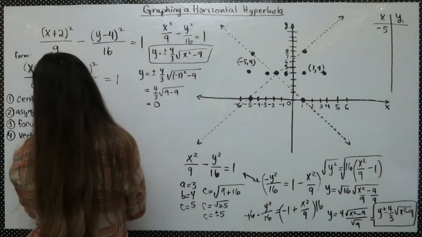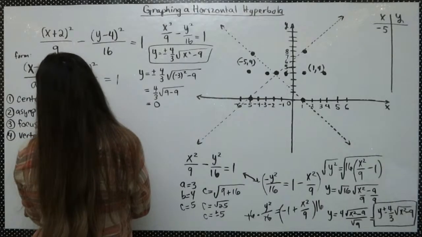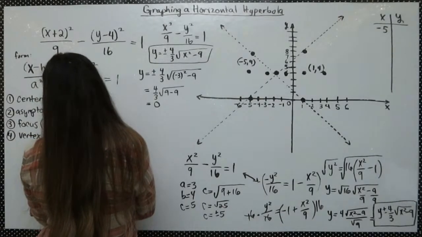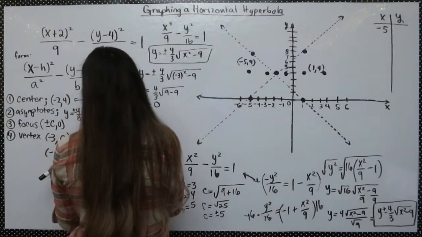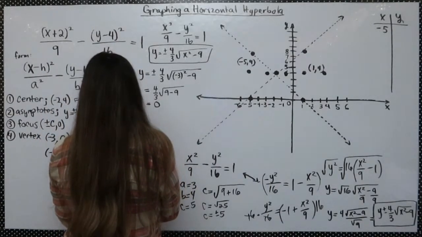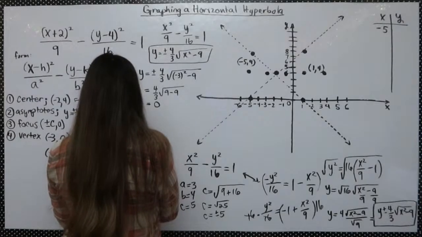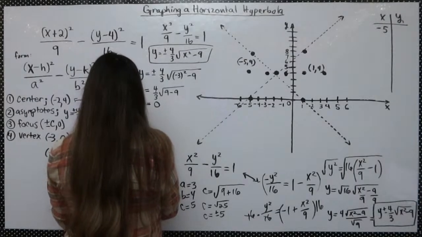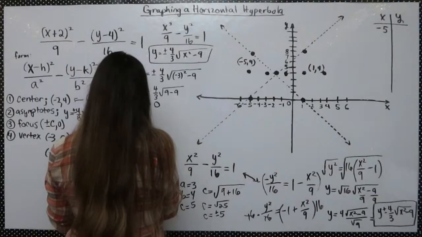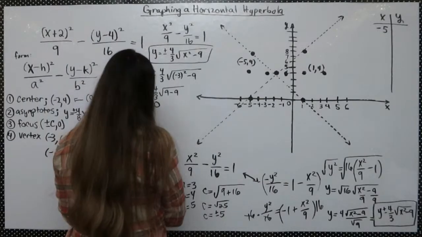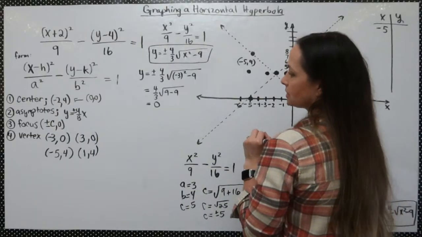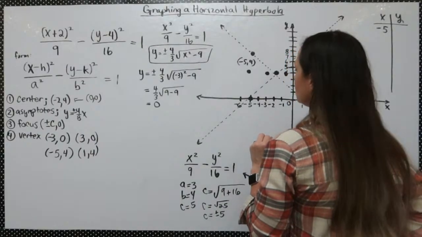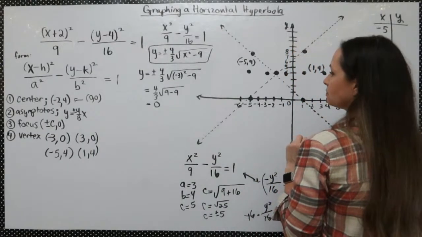Won't that put my vertex at -5, comma 4? And then this is going to put it at 1, comma 4. All right, so that helps. So there's those two. Let's go ahead and do the next one then.